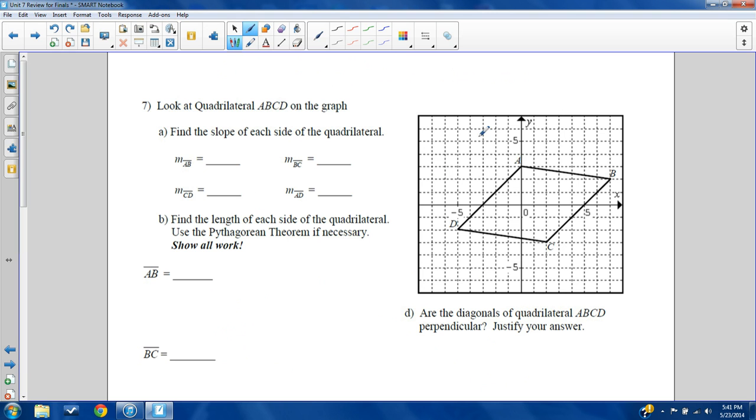Look at quadrilateral ABCD on the graph, and you'll actually notice they did say ABCD, and what I talked about with the rules of a quadrilateral are, wherever you start, A, B must be right next to it. Then C must be right next to B, and D must be right next to C. And again, when it closes up, it goes back to A. So it goes A, B, C, D, A, B, C, D. So they followed their own rule.